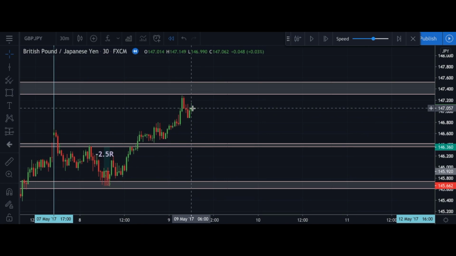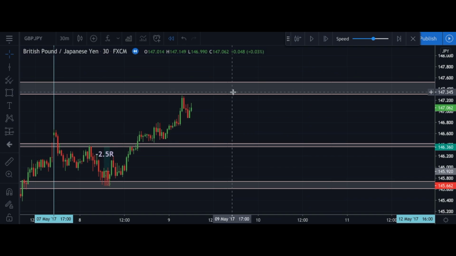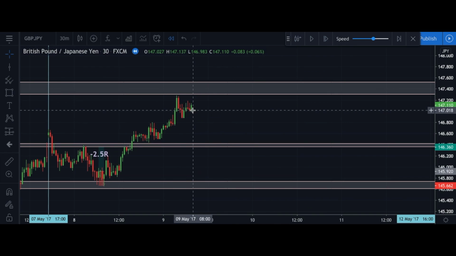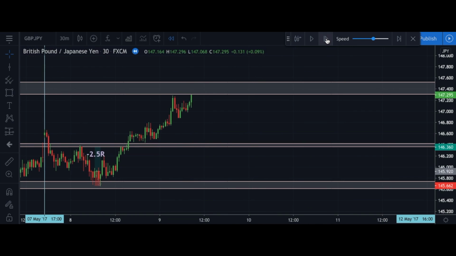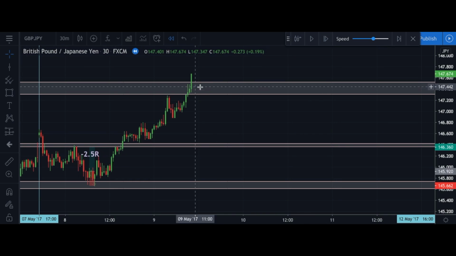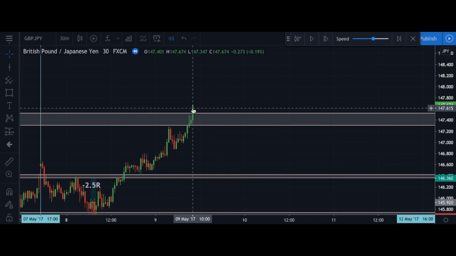So I wouldn't be looking for a trade yet. I want to wait and see because it's already rejected it. If I were trading London, maybe I would have caught a sell, but I want to see what happens. Maybe it'll break it. So this is all during London. This is 8 a.m. 8:30. Looks like it's about to break it. Ooh, and it broke.